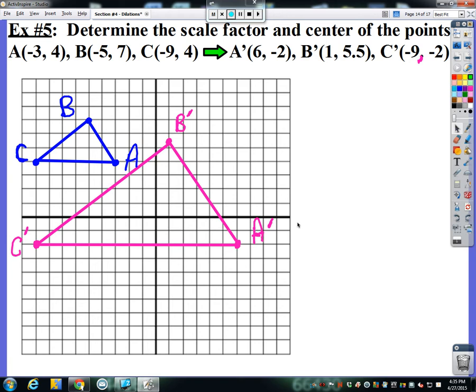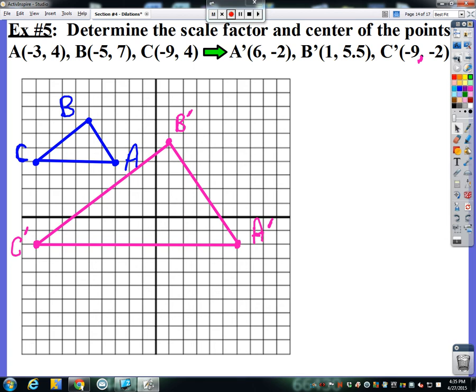So do we have a scale factor that's bigger than 1 or smaller than 1? Well, it's definitely going to be bigger than 1 because our image triangle has gotten larger. So we definitely know we're dealing with a scale factor that's greater than 1. And where's the center located? You know, we don't really know. It's not 0, 0, right? Things weren't growing or shrinking from here.